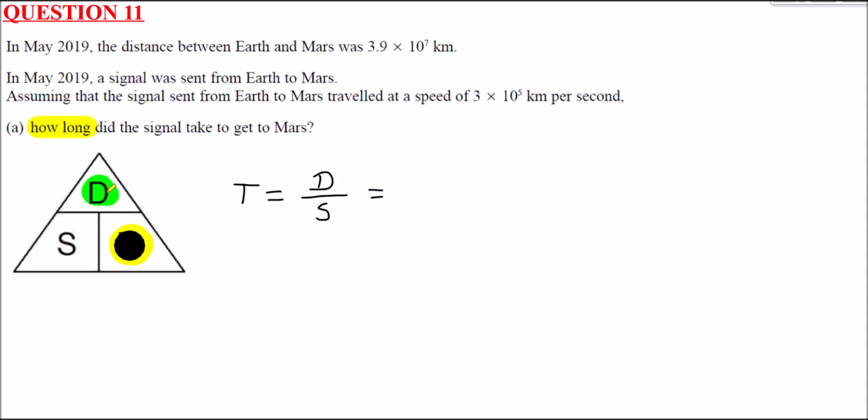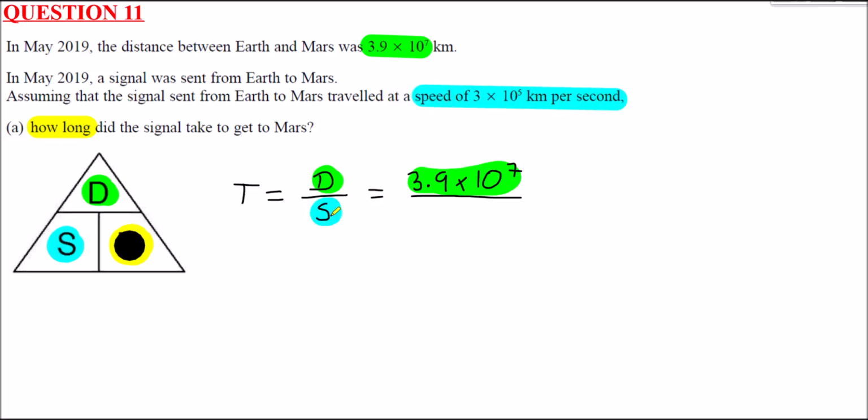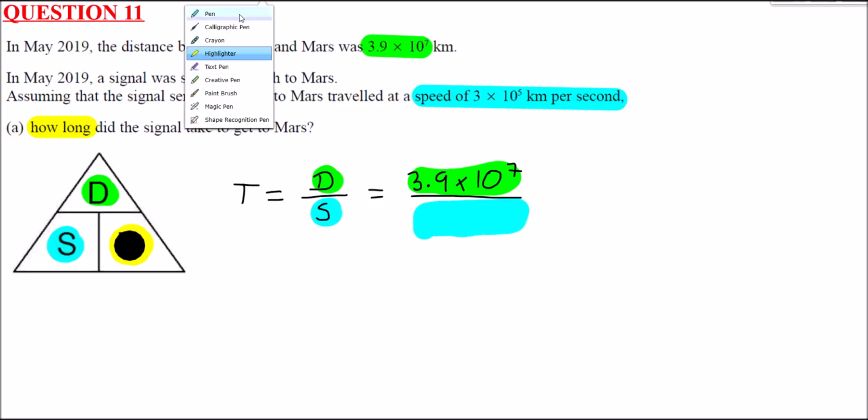And so what is the distance between Earth and Mars? Well, we're told here it's 3.9 multiplied by 10 to the 7 kilometers. So we can add this in. That's in kilometers. And the speed is in kilometers per second as well. So kilometers are a common feature, so the units are at least consistent, so we're fine. Speed is this. So seconds in, seconds will come out. So divide by 3 times 10 to the 5.